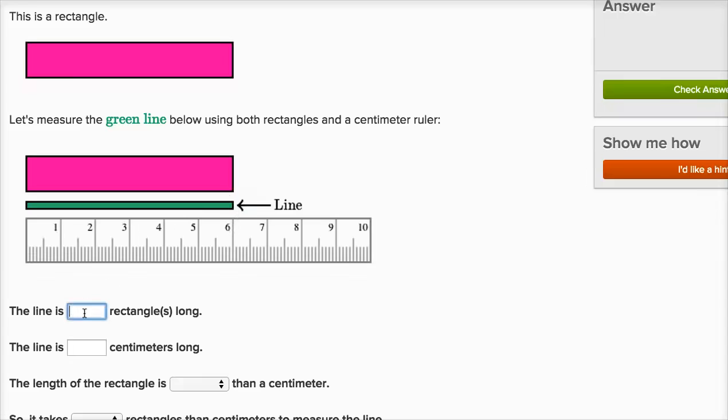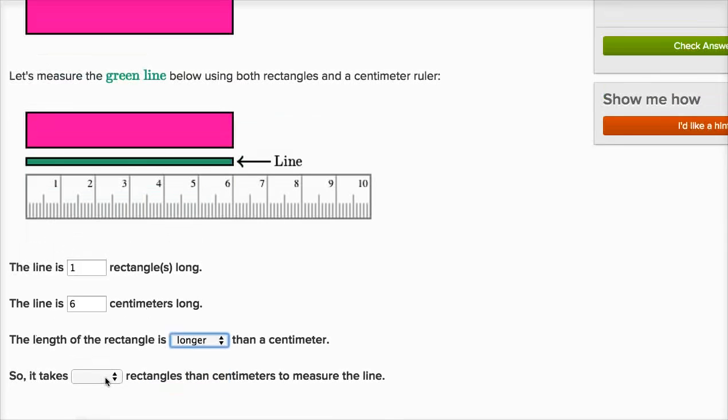So we could say the line is 1 rectangle long, but it's 6 centimeters long. And that makes sense because the rectangle is much more than a centimeter. The length of a rectangle is 6 centimeters. So the length of a rectangle is longer than a centimeter. You see that. This is the length of the rectangle. It's the same as a line, while a centimeter is this length. The rectangle is actually 6 centimeters long.